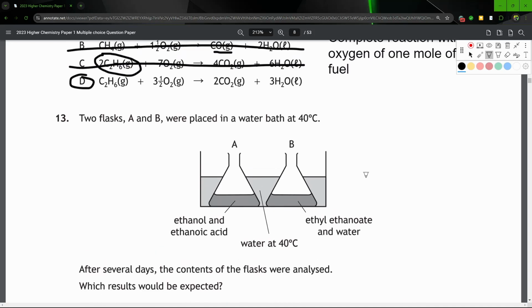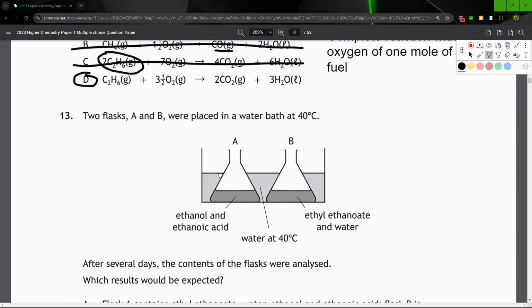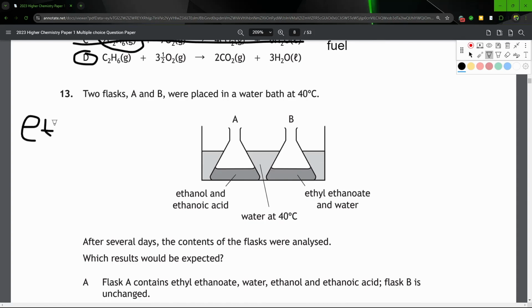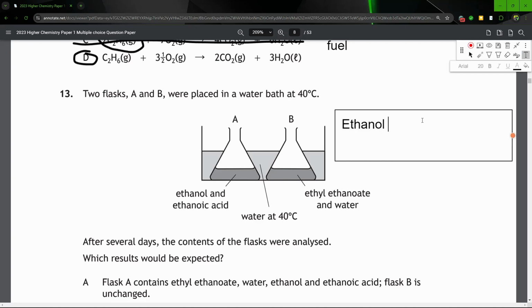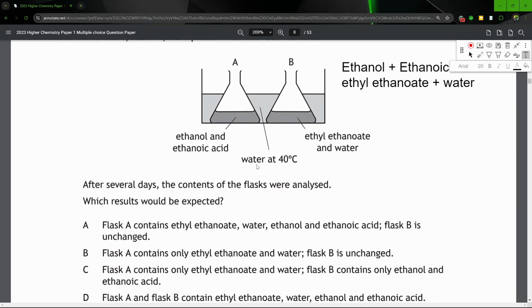So remember, when you have a condensation reaction, I'll write it out. I'll type it out, no one will be able to read it otherwise. Ethanol and ethanoic acid would give you ethyl ethanoate plus water. So this is the reaction that we're talking about here.